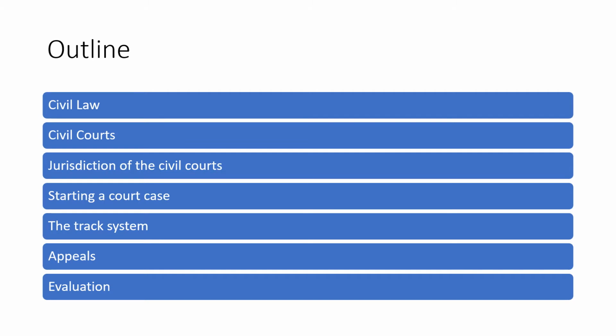So the outline is going to be this. We're going to look at what civil law is, what the civil courts are and their powers, the jurisdiction of the civil courts, starting a court case, the track system, appeals and evaluation. So we will begin with civil law and what that is.